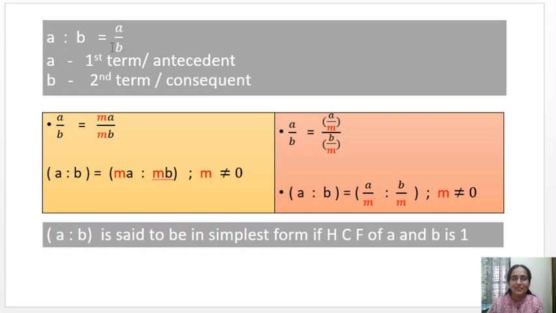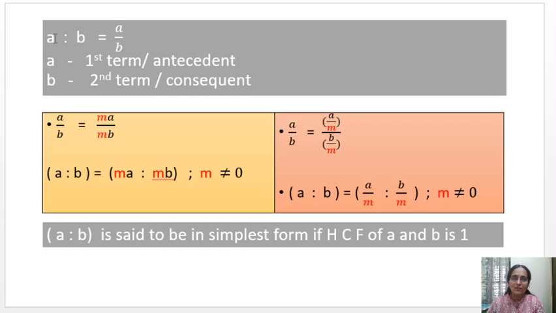Finally, we will conclude with the general term A:B. The ratio A:B can be written as A by B in terms of ratio. The first term A is called the first term. One more name is antecedent, and B is the second term. One more name is consequent.